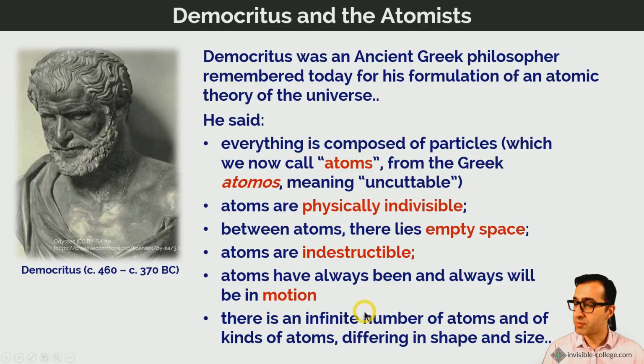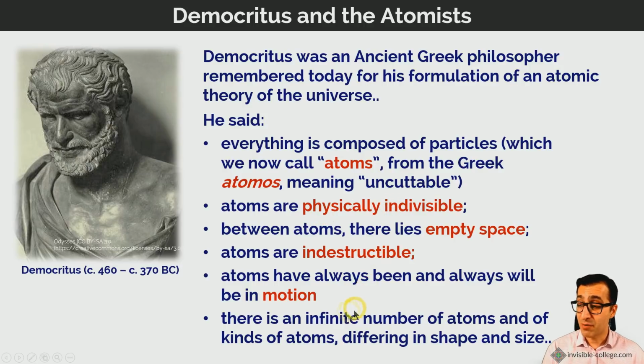Now, looking at this description that Democritus gave of atoms, we can already spot ways in which our modern theory of atoms is different from this. We now know, for example, that atoms are made up of smaller particles, protons, neutrons, and electrons, as we'll be talking about shortly. And therefore, they are not physically indestructible, nor are they physically indivisible.